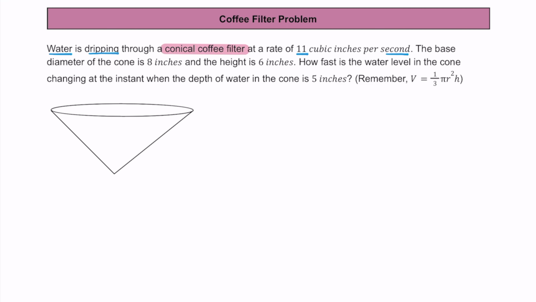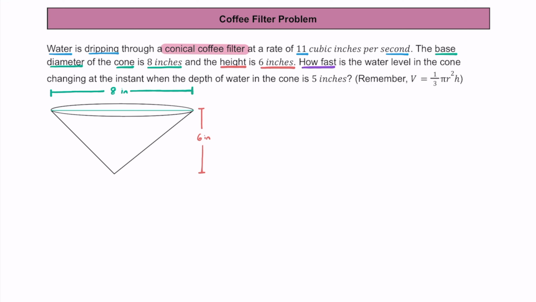per second. Next, we're told that the base diameter of this cone is going to be 8 inches, and that the height of this cone is going to be 6 inches tall. So the diameter of the cone, or all the way across the center, is going to be 8 inches long. That's going to be all the way across here. And we know that the height of the cone is going to be 6 inches tall.